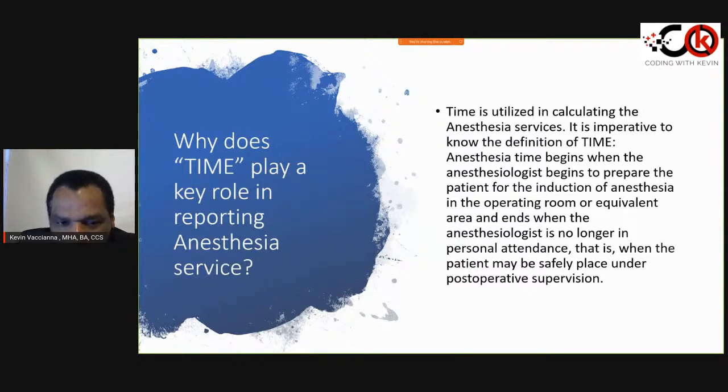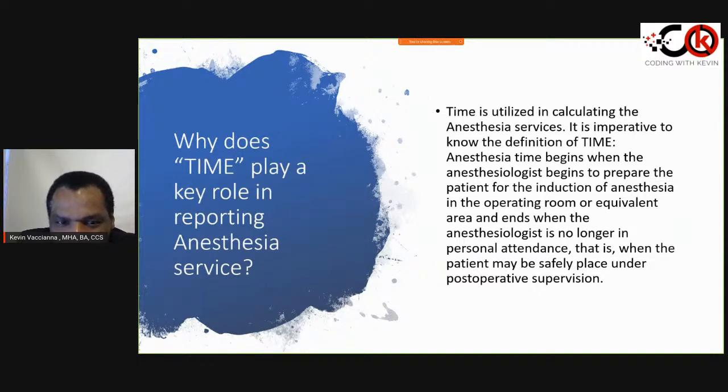You need to know the definition of time when it comes to anesthesia. I believe it should be in your CPT book, but if it's not, I would take out your phone and take a picture of this. This is my definition. This is the best way to remember it for me at all times.